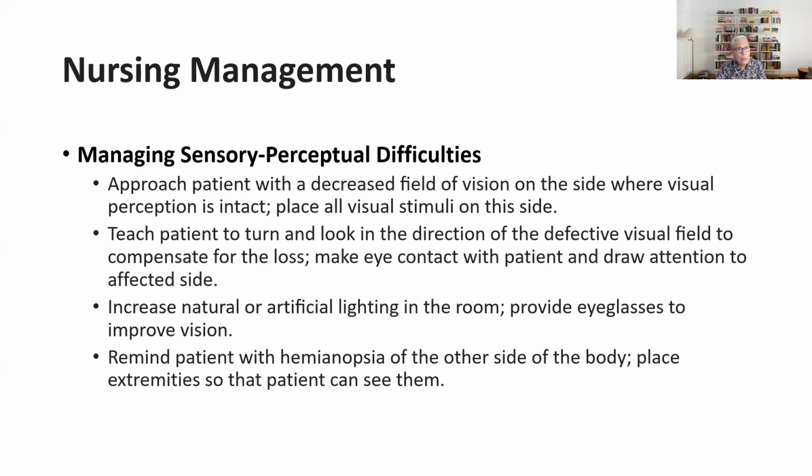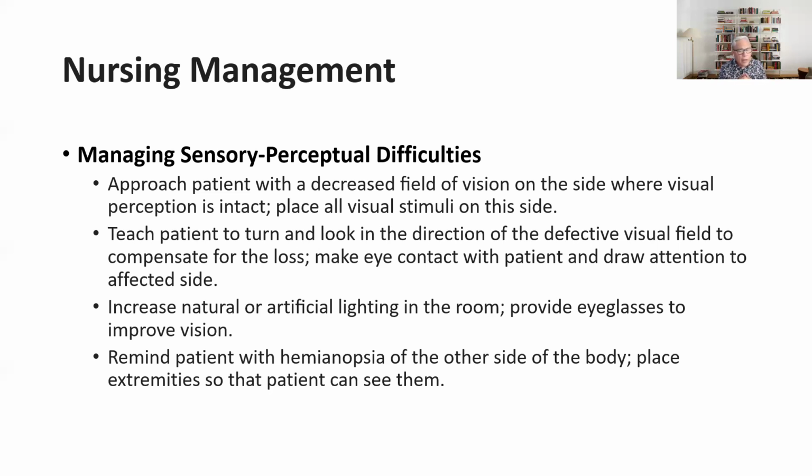Well, how about the sensory difficulties that patients are going to experience? We always want to make sure that we approach a patient with a decreased field of vision on the side where the vision is intact. So place all visual stimuli on this side. We might have to reposition the bed, for example. If you want them to be looking at the window, you want to make sure that their good vision is towards the window. Teach the patient to turn and look in the direction of the defective visual field to compensate for the loss.